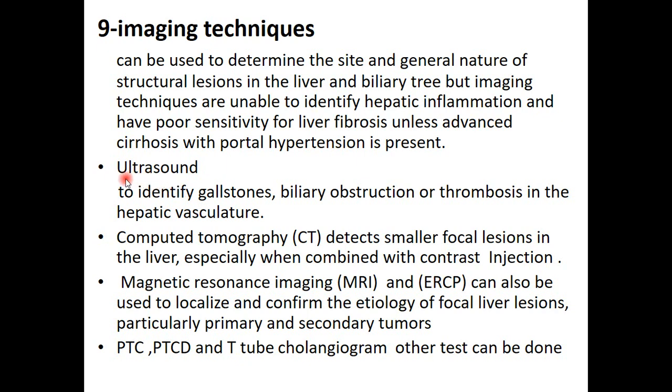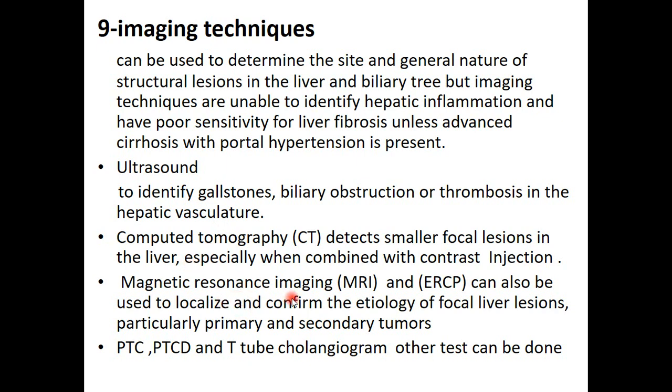And you can identify, for example, a gallstone when there is obstructive jaundice, mass or tumors, or even thrombosis in the hepatic vasculature. CT scan is very important. You can send the patient for CT scan for detection of smaller focal lesions in the liver.